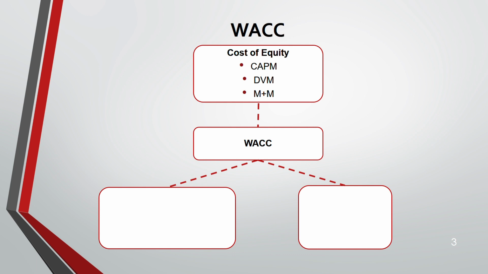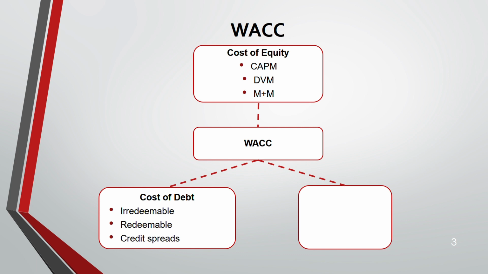Next, cost of debt. Cost of debt, there are 3 types of debt. One is irredeemable debt. One is redeemable debt. And the third is credit spread. We are going to study what each of this means. Irredeemable debt. Okay, redeemable debt.